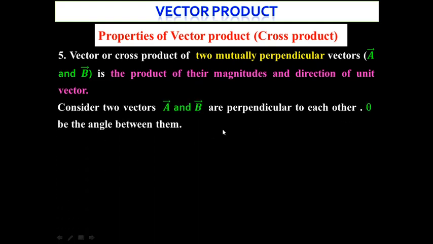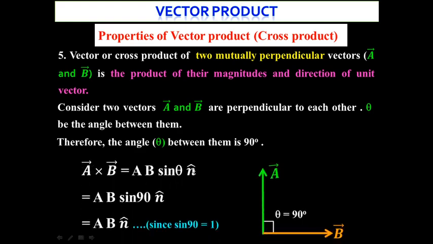Suppose the vectors a and b are perpendicular to each other. When the vectors are perpendicular, the angle between them is 90 degrees, so theta is 90 degrees. By this diagram, this is vector a and vector b, and the angle between them is 90 degrees. According to the formula for the cross product, vector a cross vector b is equal to ab sine theta n cap. Theta is 90, so sine 90 is 1. So we get on the right hand side a into b into n cap.